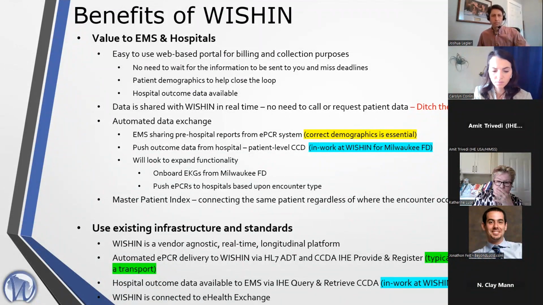They don't need to know where the encounter happened, who did the transport. It's, what is this patient's name? I search for that, and now I can see within the documents tab the existence of an EPCR from Milwaukee Fire Department.